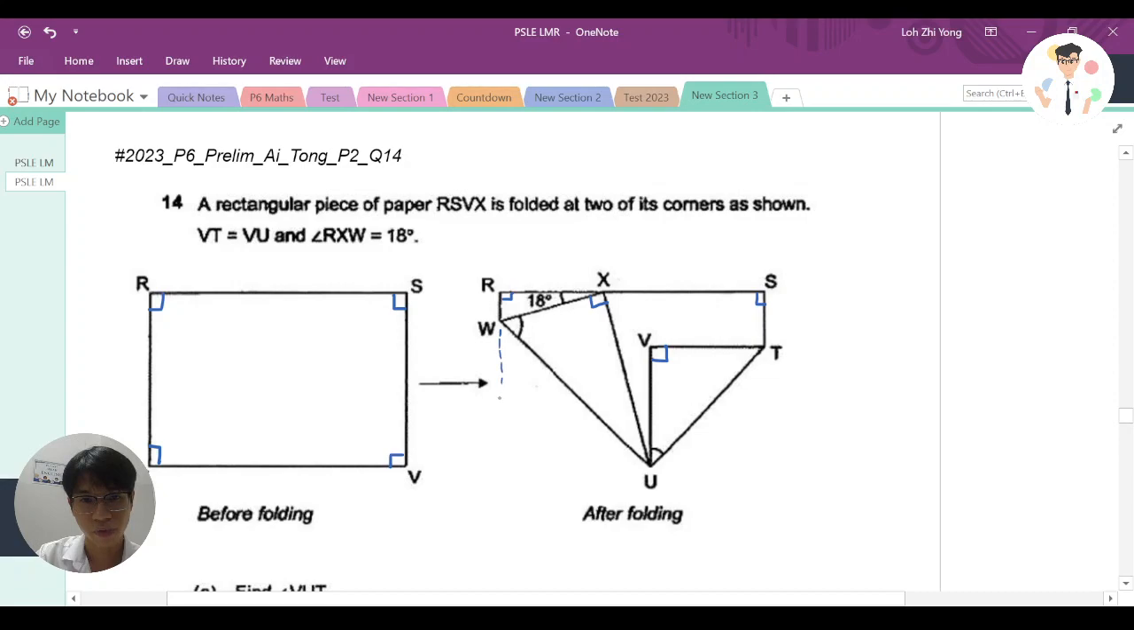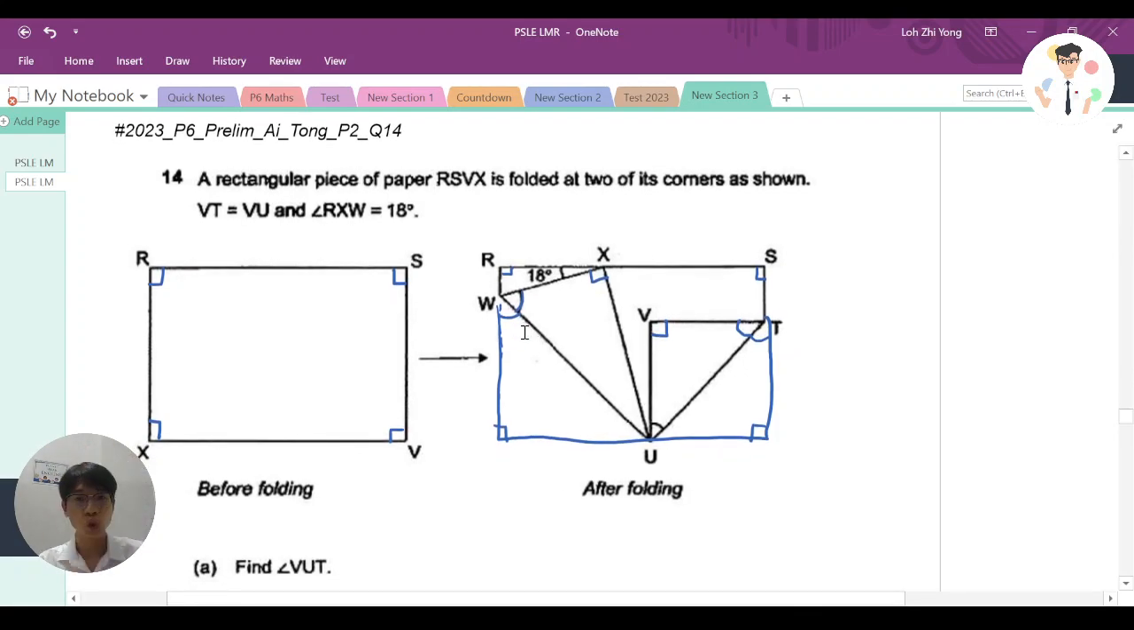And this diagram initially looks like this. So here is supposed to be 90 degrees, here is supposed to be 90 degrees. And the angle here and the angle here will be the same, and the angle here and the angle here will be the same. Agree? Okay, so let's look at the question. The question continues, says what? Find angle VUT. VUT, which means here. Okay, yeah, VUT.